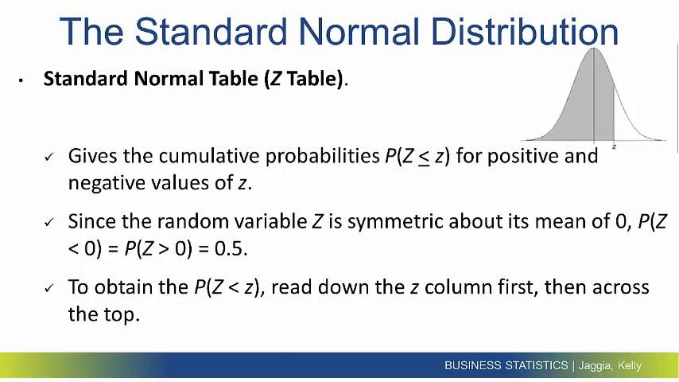Please note that as a result of standardizing the data, as I've said previously, the mean becomes 0 and the standard deviation is 1. So this means that z values less than the mean are negative and z values higher than the mean are positive.